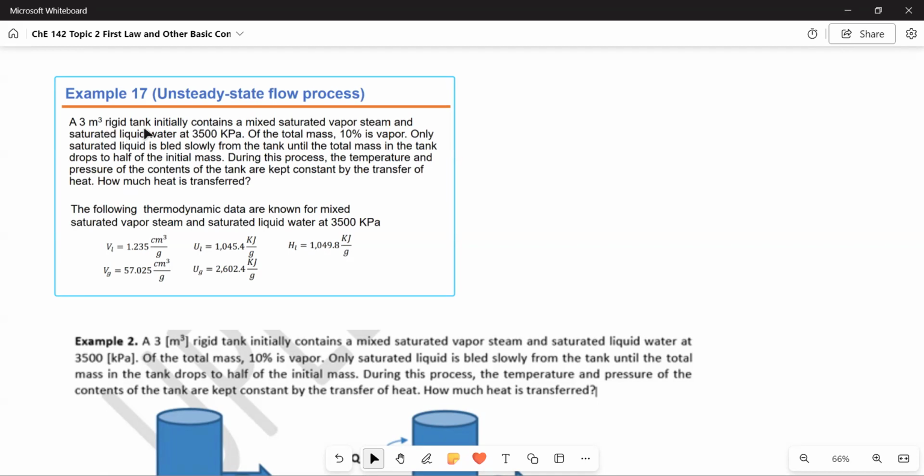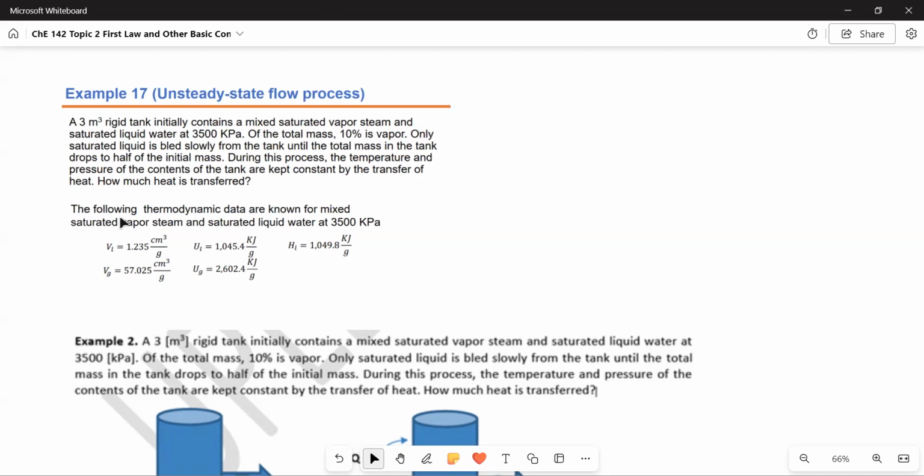A 3-meter cube rigid tank initially contains a mixed saturated vapor and saturated liquid water at 3,500 kilopascals. Of the total mass, 10% is vapor. Only saturated liquid is bled slowly from the tank until the total mass in the tank drops to half of the initial mass. During this process, the temperature and pressure of the contents of the tank are kept constant by the transfer of heat. How much heat is transferred?